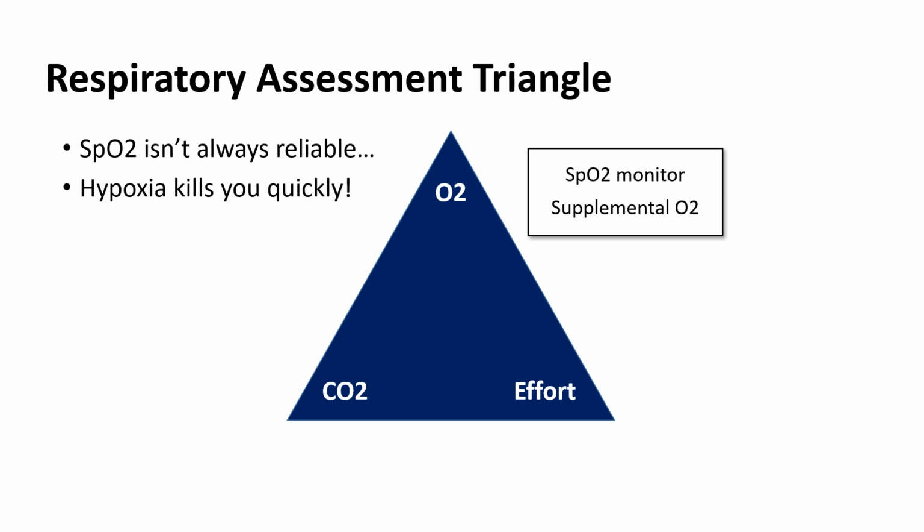But hypoxia kills you really quickly. So if their oxygen saturation is down to 70%, you've got minutes to do something before this patient dies. If you're not getting an SpO2 or it comes up and it's low, put oxygen on them, get things moving. All of your patients really should get supplemental oxygen as soon as you know that they're in respiratory distress.